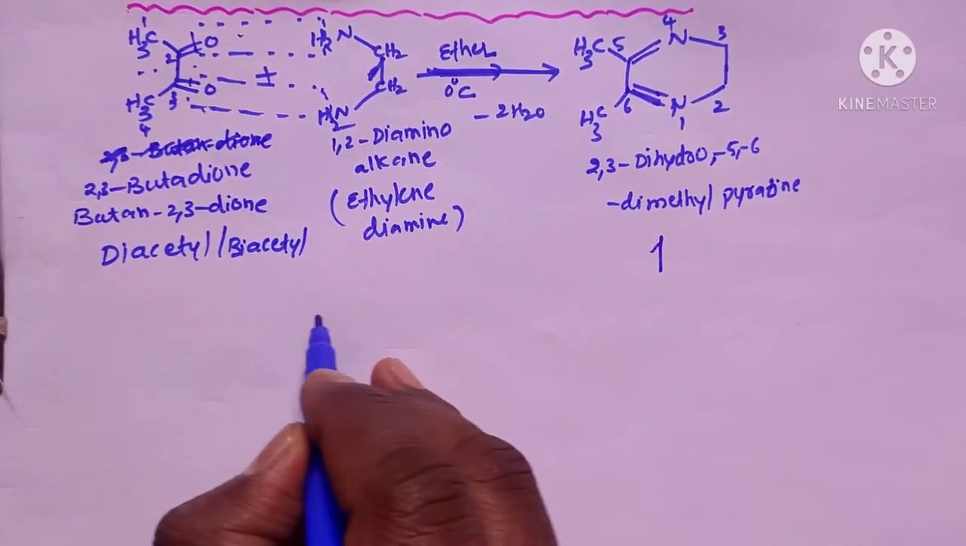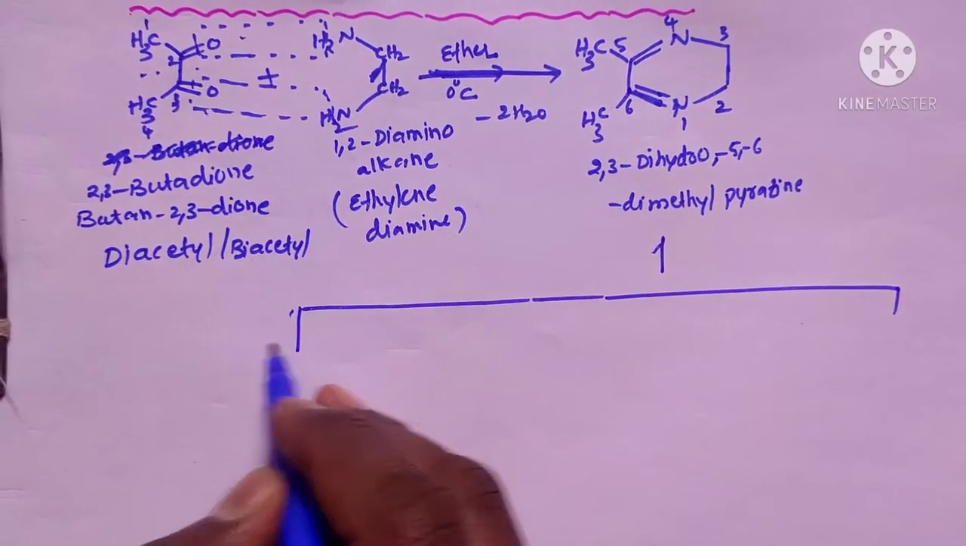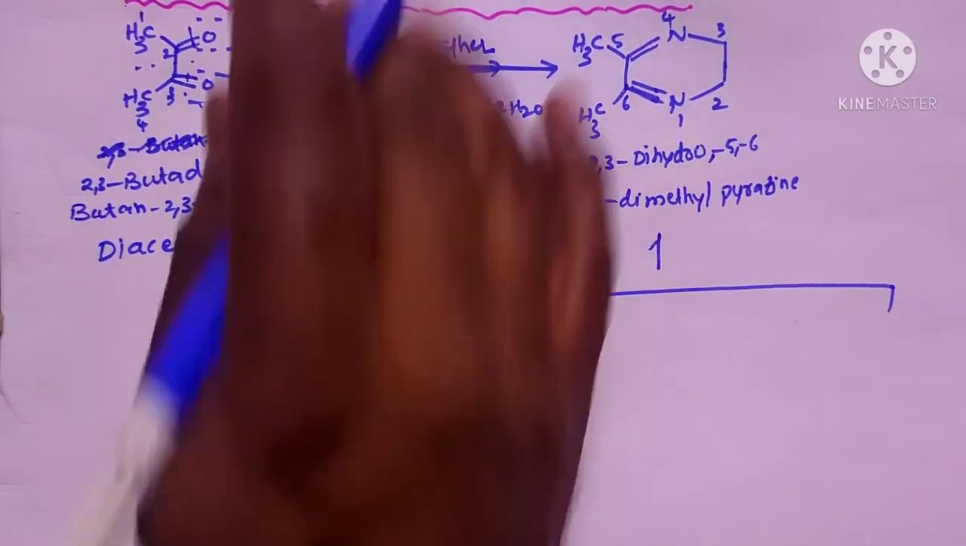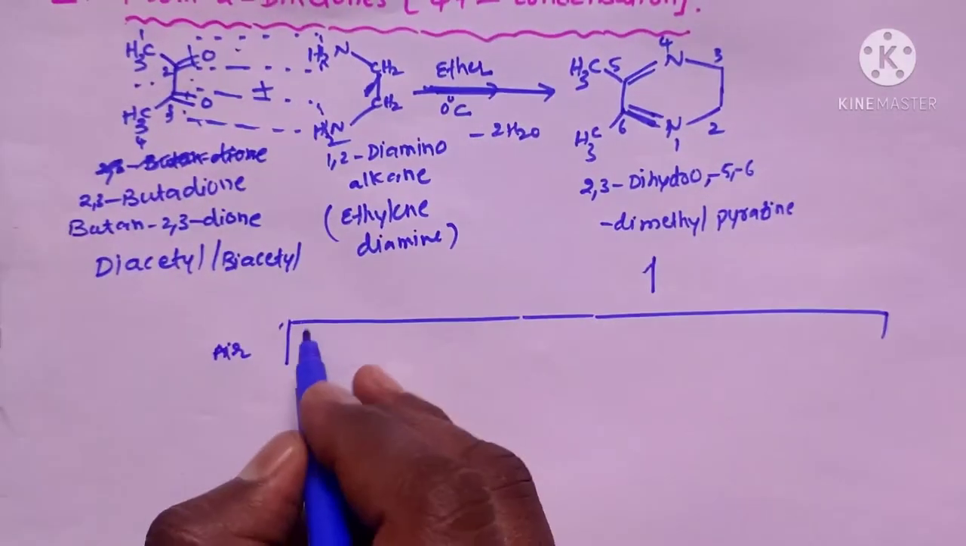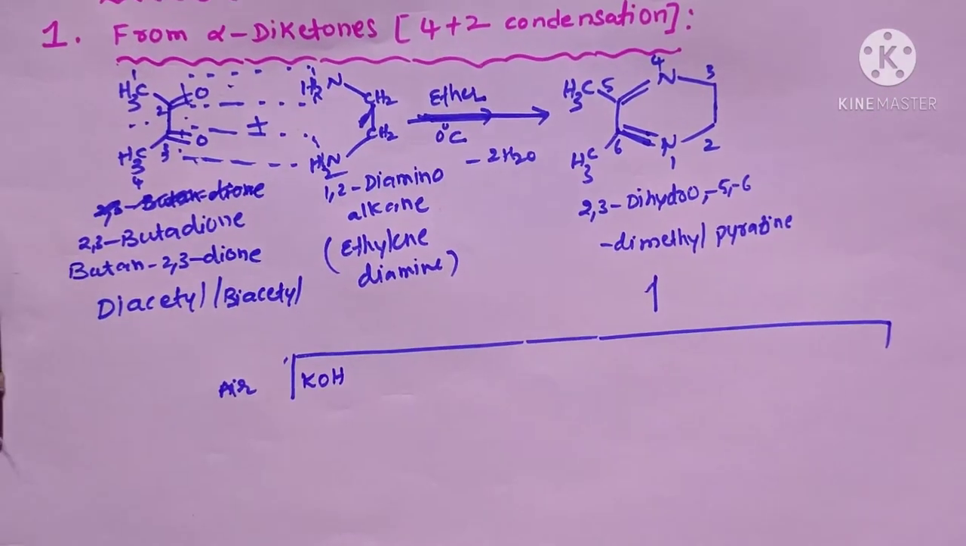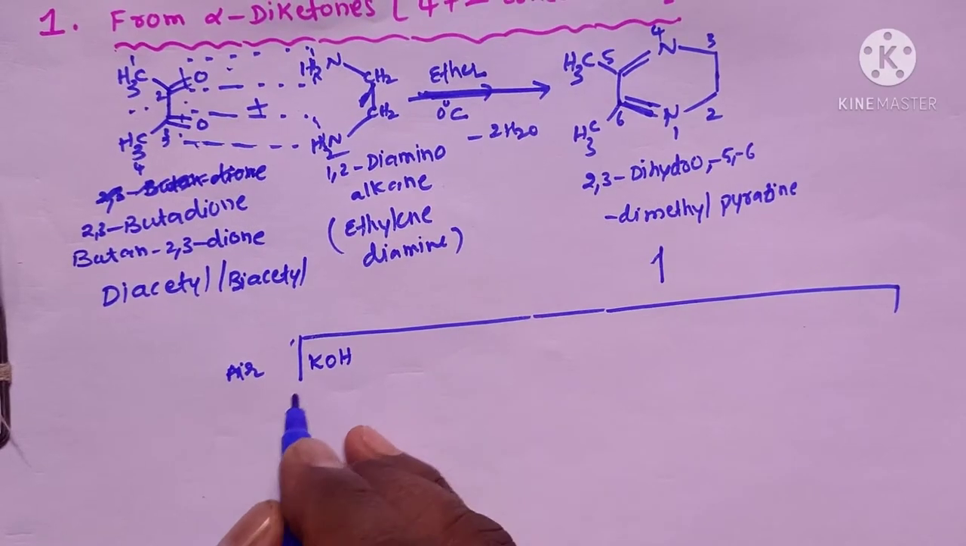Look here, this can be oxidized simply by using air. If this one is treated with air in the presence of KOH, oxidation takes place and these hydrogens go outside. As a result, we get the pyrazine.